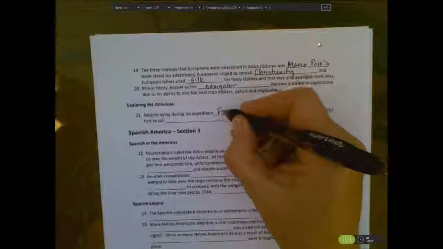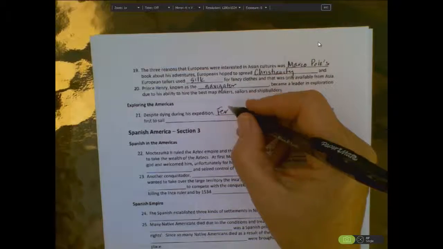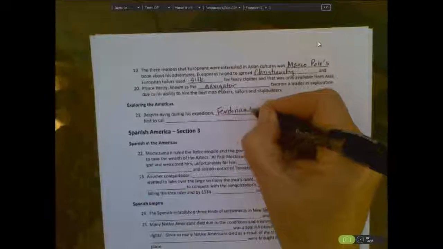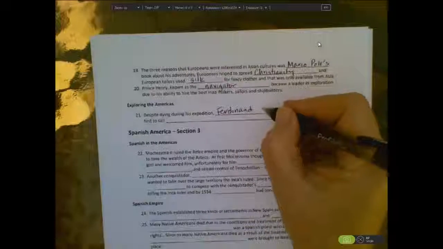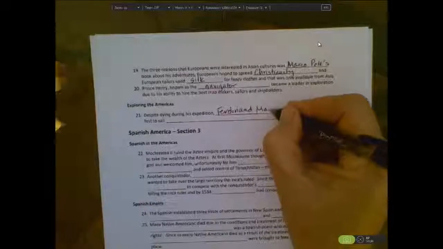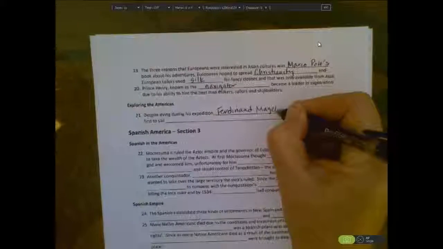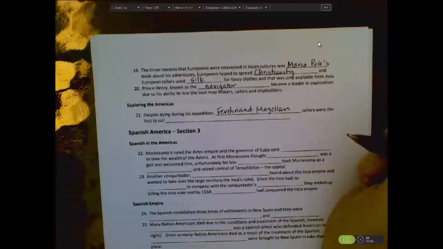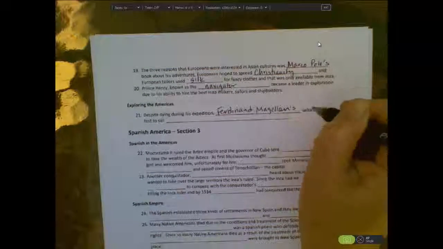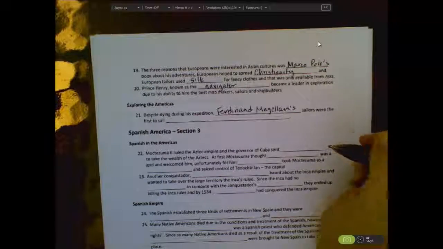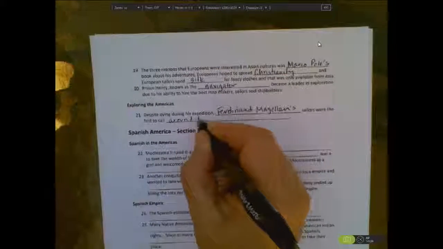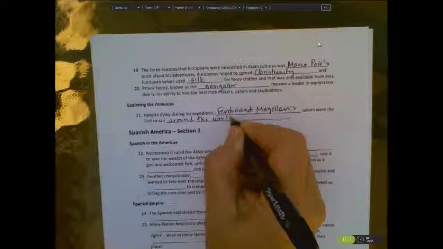And then we go on to exploring the Americas. Despite dying during his expedition, Ferdinand, and that's not as in Ferdinand the Bull, for those of you who harken back to child reading, Magellan. His sailors were the first to sail around the world, despite his death.